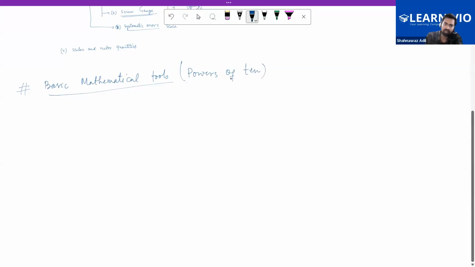Let's say I have this number, 4000000. How can I easily write this? I can write it in powers of 10. So this would be 4 into, how many zeros do we have? 1, 2, 3, 4, 5, 6, 7. So this is 10 to the power 7. And this is what we call the scientific notation.